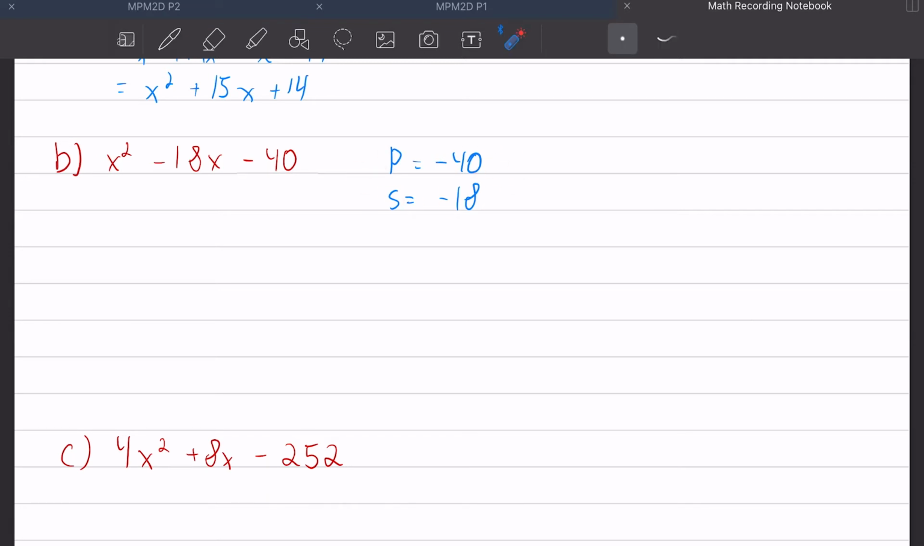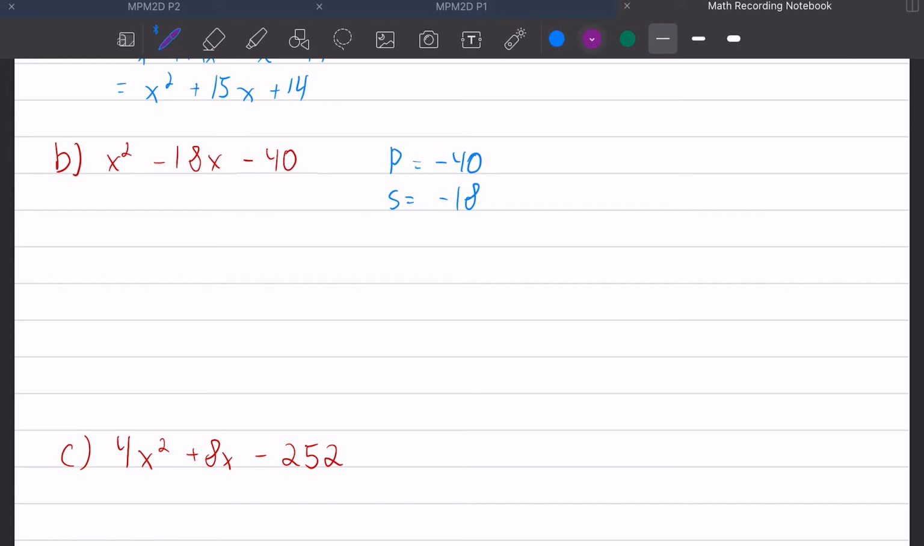That means that when we're looking for numbers, one of our numbers will be positive and one of them will be negative. We know this because a positive and a positive, when they multiply each other out, we get a positive. A negative and a negative, when we multiply those out, we get a positive. But when we have a negative and a positive and we multiply them together, we get a negative. So we already know that one of our numbers is going to have to be negative.